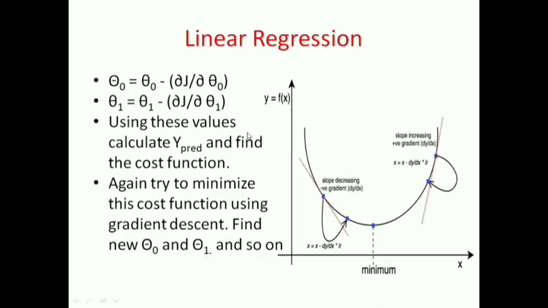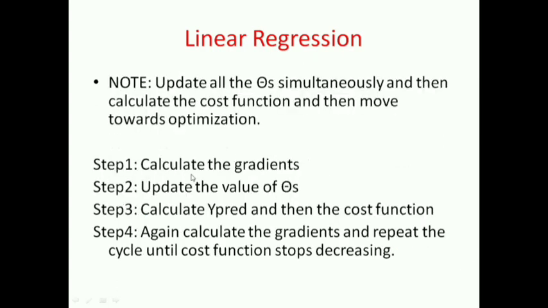It is not allowed, like if you calculate theta naught and then calculate y predicted and the cost function, and then you try to find the theta 1 value and then update the cost function again. No, this is not allowed. This is a sequential process, and you need to remember this step. First of all, calculate the gradients for the initial values of thetas that you are using. Then update these values of thetas. Again, calculate the predicted values of y and then the cost function. Again, calculate the gradients and repeat the cycle until the cost function stops decreasing, or you can say it reaches some minimum value.